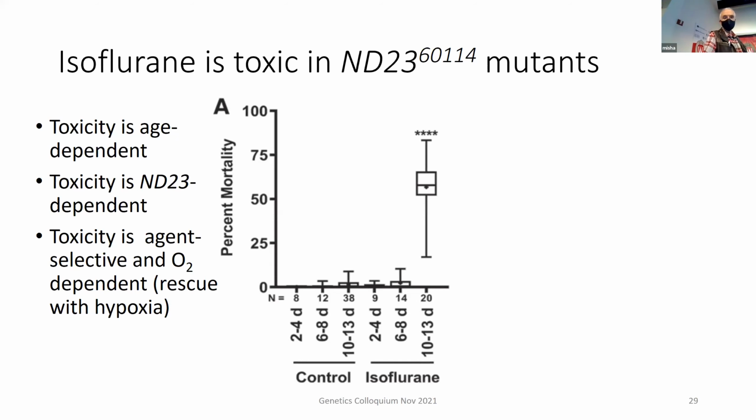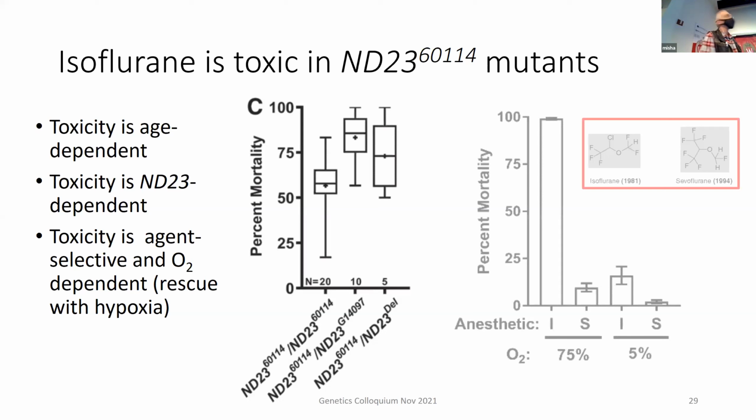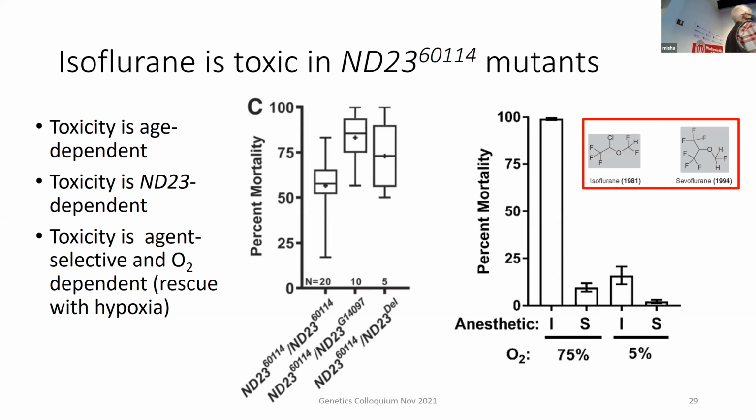So we wondered whether the toxicity is really dependent on the ND23 being mutated. And so Zach introduced a couple of alleles into the flies, and we can show here that if you mutate ND23, no matter which allele you use, you will have this toxicity. And then the interesting thing is also that it is dependent on both the agent and the oxygen concentration.